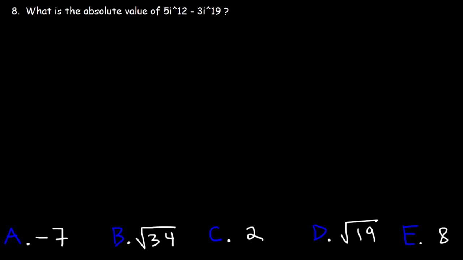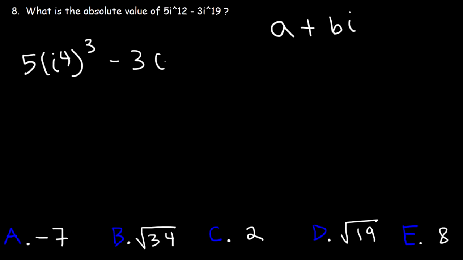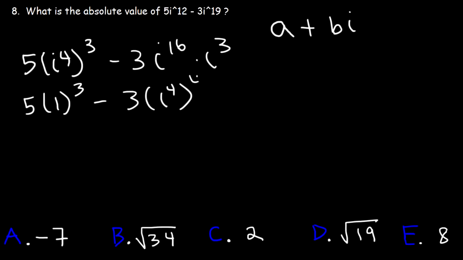Number 8, what is the absolute value of 5i raised to the 12th power minus 3i to the 19th power? Whenever you want to find the absolute value, you need to get it in a plus bi format. So let's simplify. i to the 12 is basically i to the 4th raised to the 3rd power. i to the 19th is i to the 16th times i to the 3rd. Now we know i to the 4th is 1. And i to the 16 is i to the 4th raised to the 4th power. i to the 3rd is negative i.